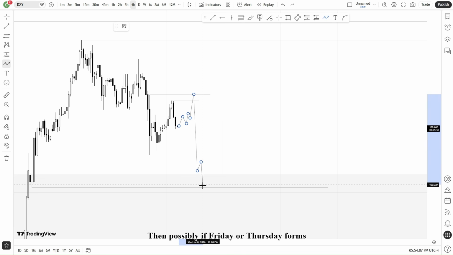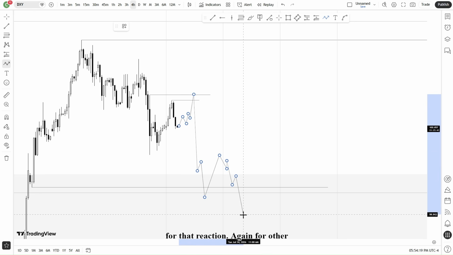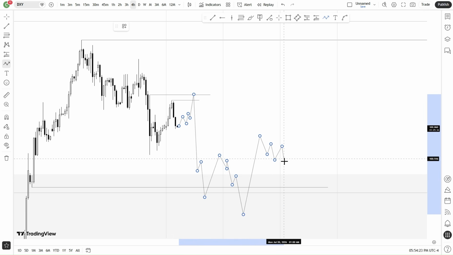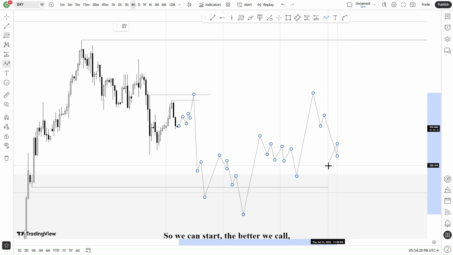Then possibly if Friday or Thursday forms a range for the low of the month, sorry, for the low of the week here, react, then that reaction is the trigger for the low of the month. So we can come back for that reaction again for other pairing. Then we can start the buy side of the curve.